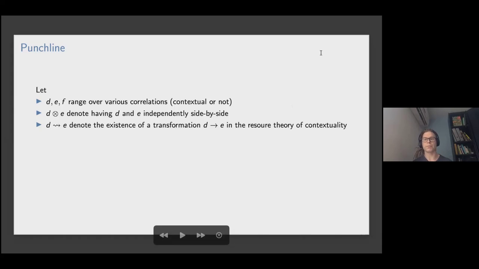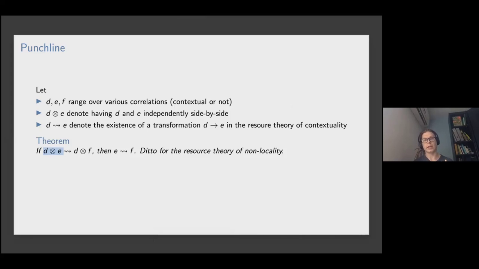I'll make all of these more precise later, but now with these symbols, we can already state what the result is saying. So we're basically saying that there are no catalysts in this resource theory. More precisely, we're saying that if from a product of D with something else, you can simulate D and F, then there already was a transformation from E to F.